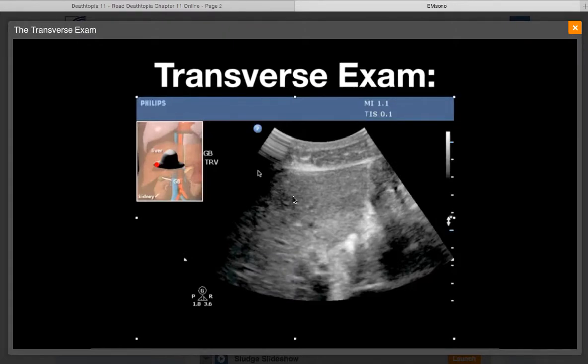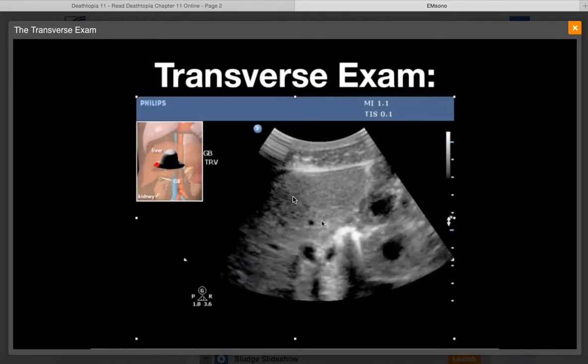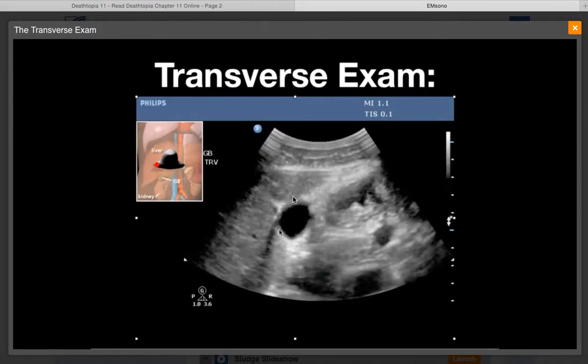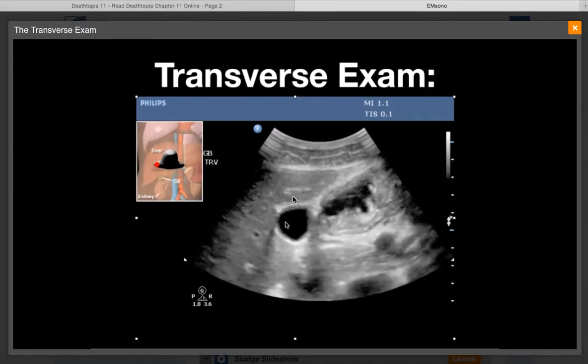Here is a transverse exam of the right upper quadrant, including the gallbladder. You can see here as we start, you've got anterior, posterior, patient's right, patient's left. Here's the liver. Notice here the dirty shadowing from bowel gas. As we start sweeping in a caudal direction through the gallbladder, you can see the anechoic gallbladder here.